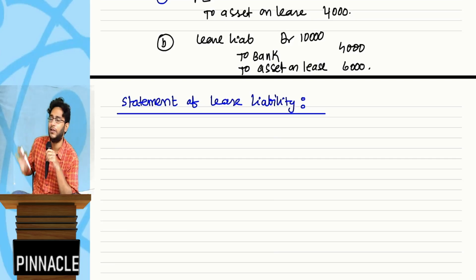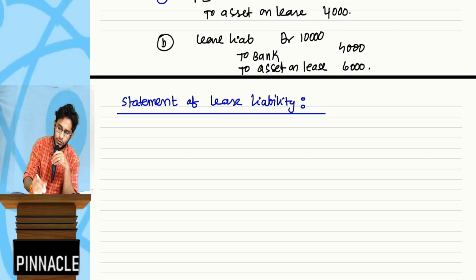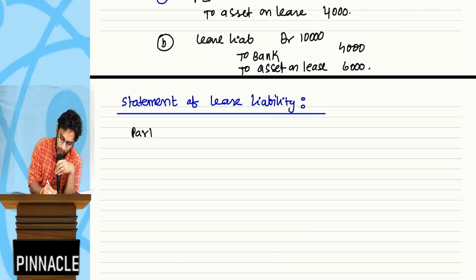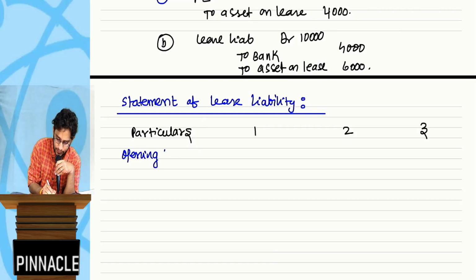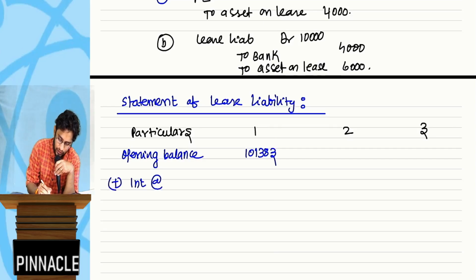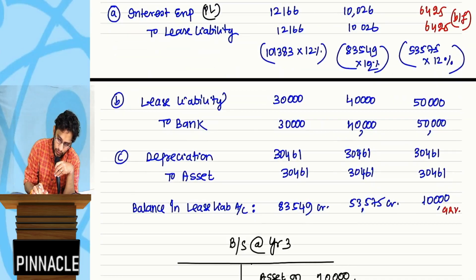Sorry, the statement of lease liability is nothing but the loan liability statement we have drawn yesterday. Our statement you have to draw. Lease liability is loan only. Particulars 1, 2, 3. Opening balance 101,383. Add interest at the rate of 12%. Already computed, now bring it on.